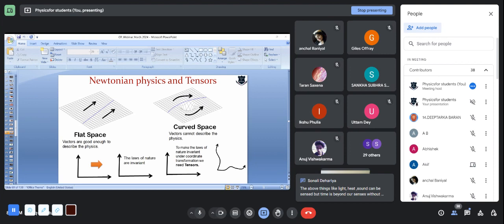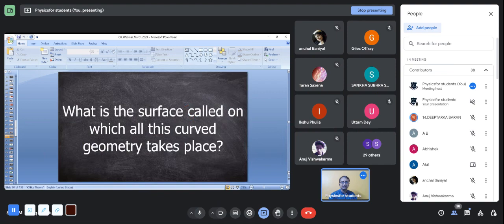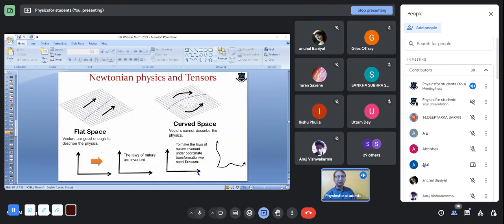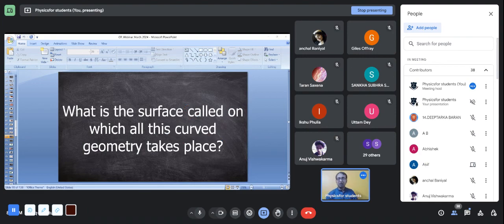Absolutely. Now here you see what I have told: in flat space-time in Newtonian physics, vectors are good enough to do the job. But in a curved space-time, we cannot do this. What is the surface on which this geometry takes place? That is a curve. I won't go into that now.